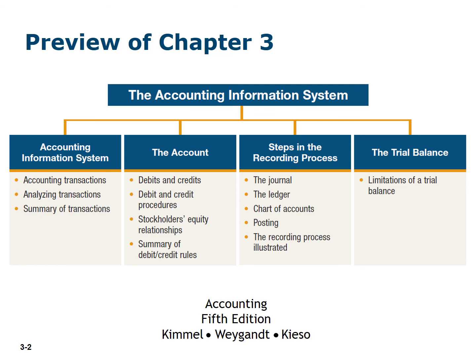So in chapter 3, we're going to talk about four primary things. One is, what is the accounting information system? That's going to be our first thing we do. The second thing we do is, what do we mean by the account? And then really important is this third phase, which is, what are the steps in the recording process? How do we take a transaction and record it? Keep a record of things that the company does. And finally, the trial balance.